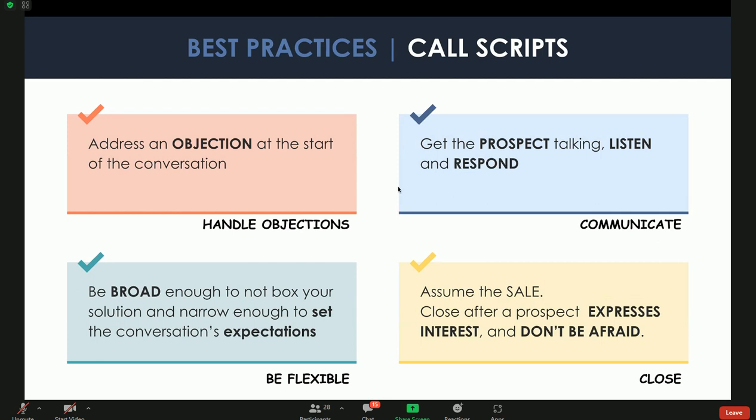And then in terms of your pitch, try to be flexible with it. Don't be so broad that you're not allowing the prospect to understand what the call is about. And don't be so narrow that you box yourself into one solution.